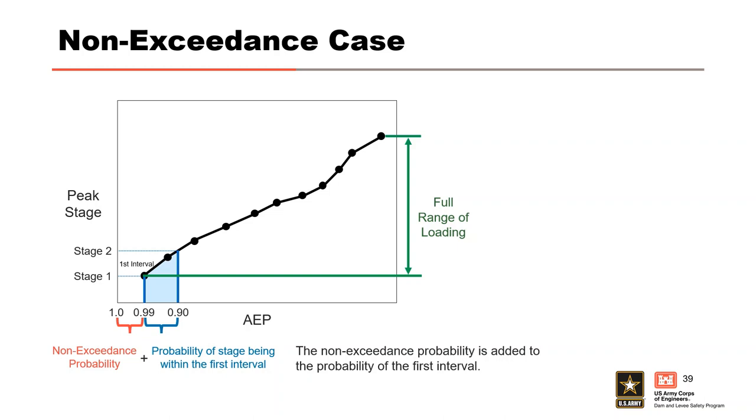Also, to reiterate what I covered on the previous slide, because the probabilities given for each stage are exceedance probabilities, we'll need to subtract the probabilities of the stages that define the interval to calculate the probability of having a peak stage that falls within that interval. In the example, stage 1 is exceeded 99% of the time, and stage 2 is exceeded 90% of the time. Therefore, the probability that a peak stage falls between stage 1 and stage 2 is equal to 9% each year, or 99% minus 90%.